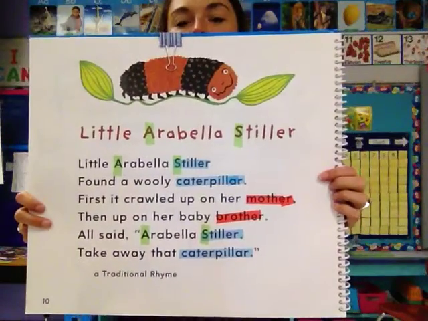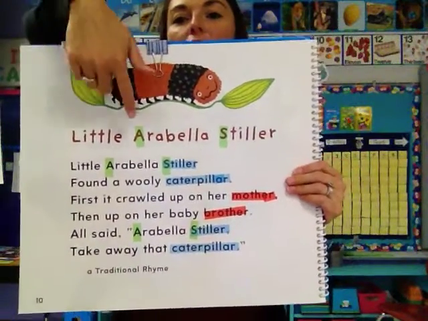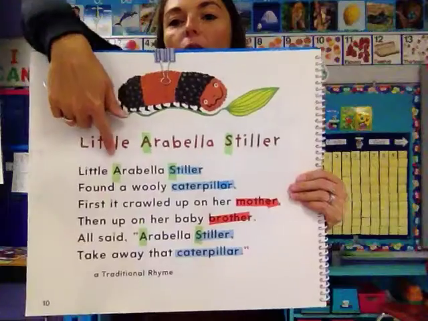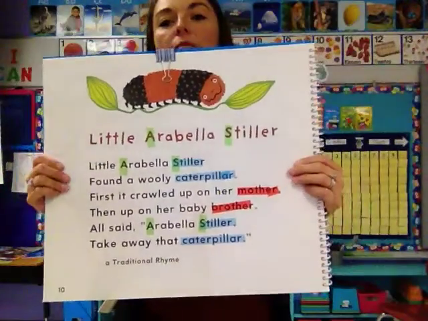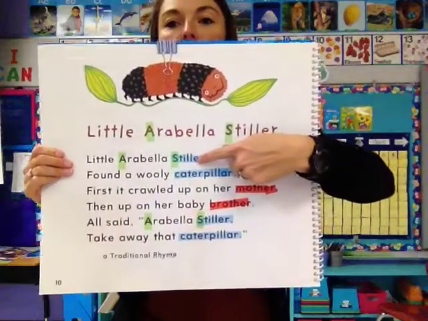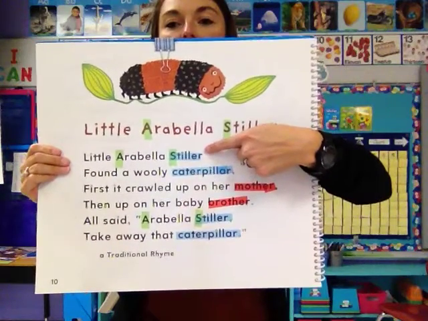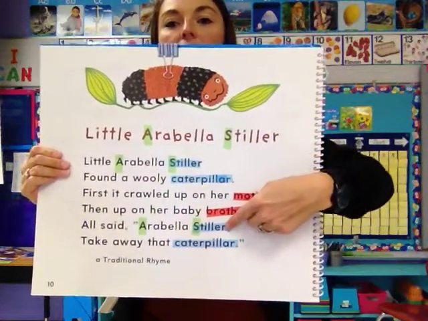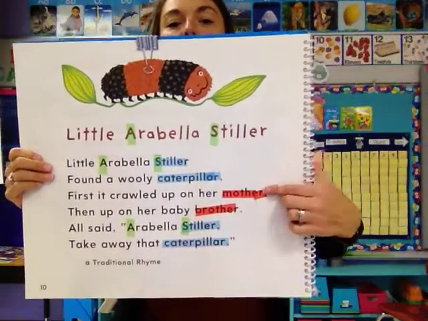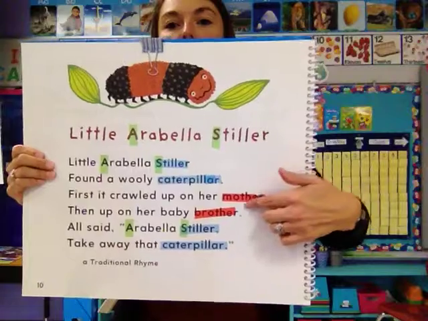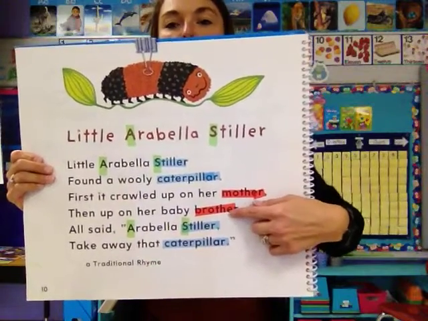Caterpillar in blue. Okay, so the green is showing the uppercase letters at the beginning of her first and last name. The blue are showing words that rhyme with each other. Stiller, caterpillar, Stiller, caterpillar. And then the red are showing a different type of rhyming word, mother and brother.